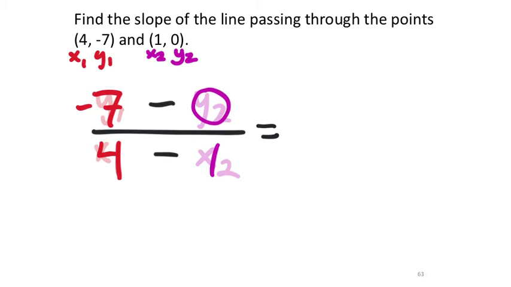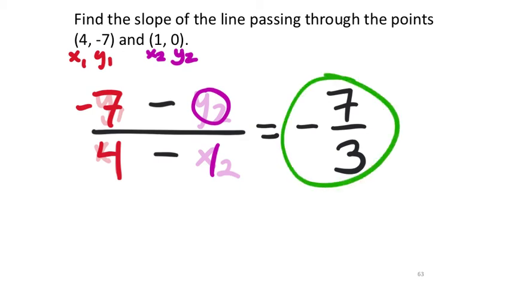So n over d, -7 minus 0, all over. So I push down to go to the denominator, 4 minus 1, enter, and it tells me the slope is -7/3. We did it.